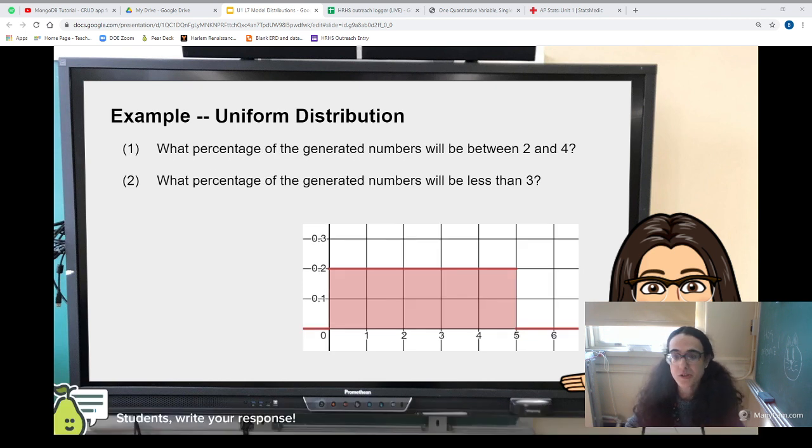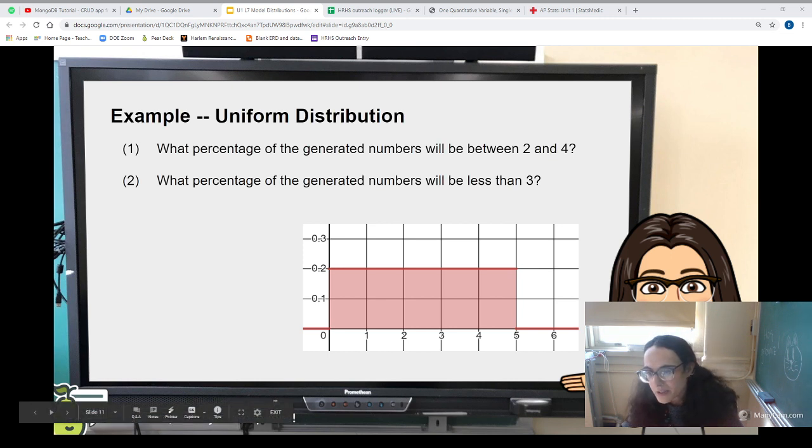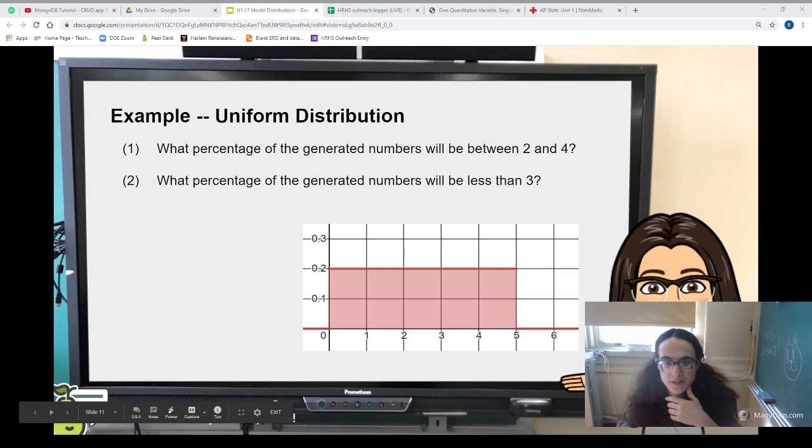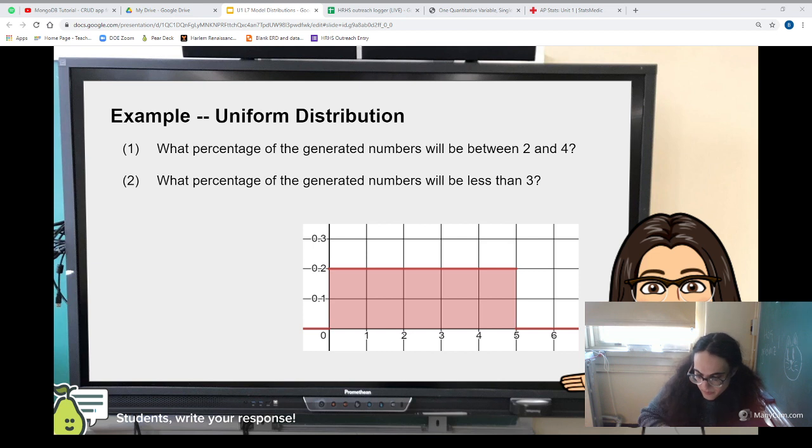So now we can ask some questions. We know how tall this density curve is, and we know how wide it is. So we can ask, what percentage of the generated numbers will be between 2 and 4? I'm going to try some fancy thing here where I do a little screen sketching. Oops. Did not want that. All right, I guess I cannot do that. I will do it on my whiteboard then. Let me figure that out for the next video.